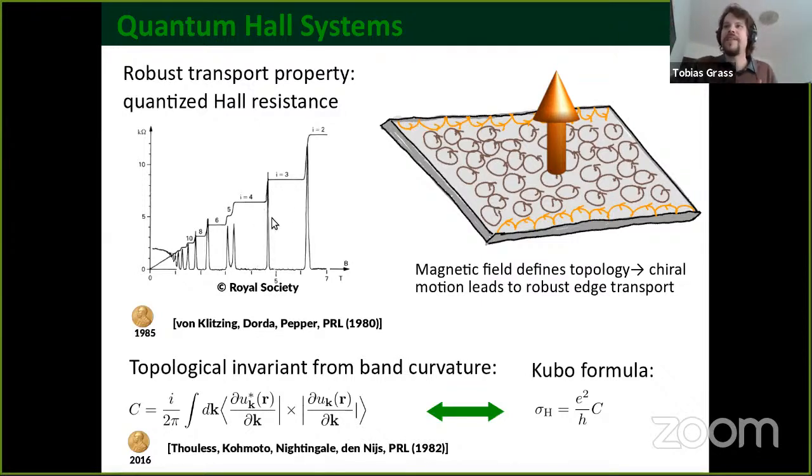And these features indeed can be understood from the topology in such a system, which is enforced by the magnetic field. The magnetic field perpendicular to the sample forces the electrons in a semi-classical picture on some chiral motion, which makes the system behave like an insulator in the bulk, whereas at the edge, this chirality forces the electrons to go in only one direction, and that is what leads to this robust transport property.